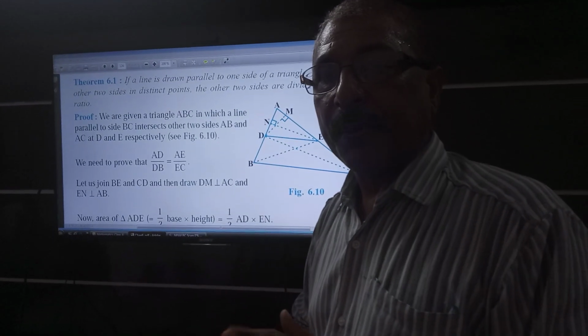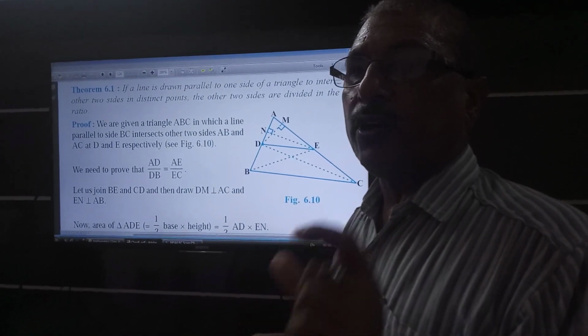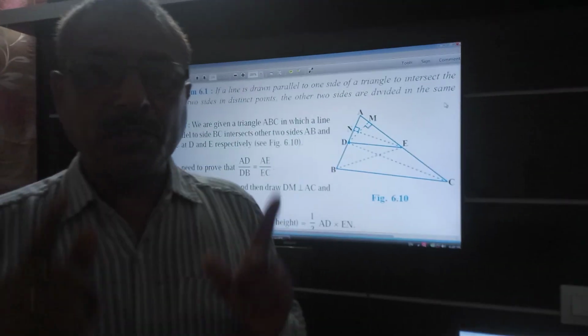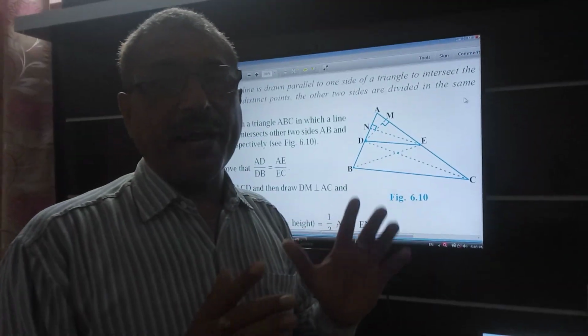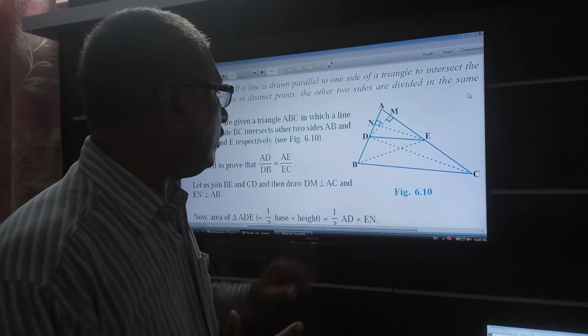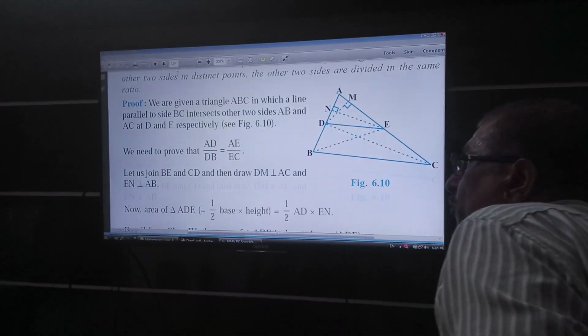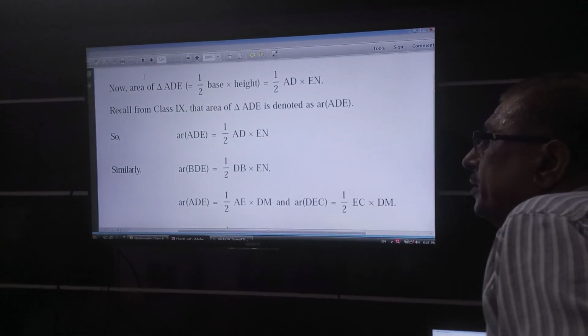Why have you drawn the perpendicular? So that you can calculate the area of the triangle. Because without drawing the perpendicular, you cannot find the area of the triangle. Okay, children? Now the construction part is over. Now we start the proof.